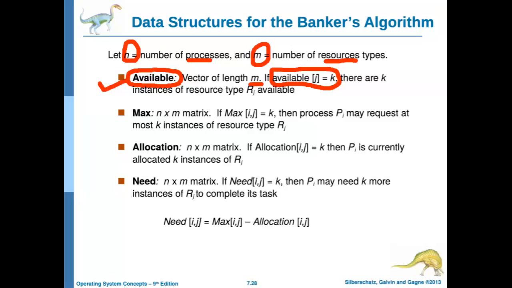Any doubt in this? See, in this Banker's algorithm, the very first thing is that Banker's algorithm is very important. Second thing is you need to understand the data structures first and then the algorithm. Is there any doubt on available? You imagine this like a balance. Is it okay?